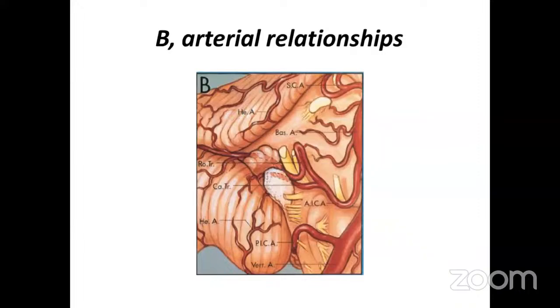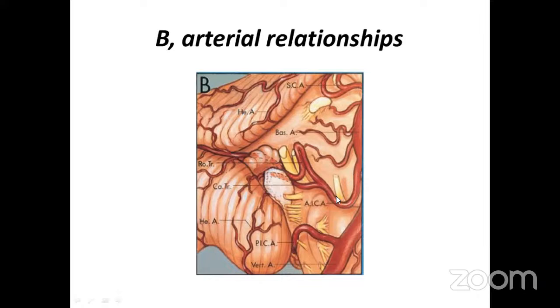Now the arterial relationship of the CP angle from the anterolateral direction. Now this picture is overlapped with the arterial supply. So here we can see, as I have defined the middle complex, that the ICA originates superiorly and then goes down. It arises from the vertebral artery.